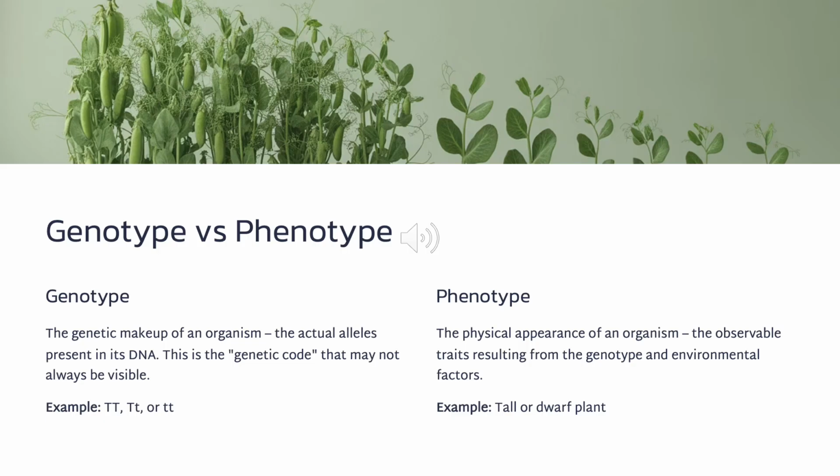So basically the phenotype is the physical appearance of an organism, the one that you could observe. It is an observable trait resulting from the genotype, combined with the effect of environmental factors. So you could see either the plant is tall or dwarf. So that is the phenotype for the stem length.